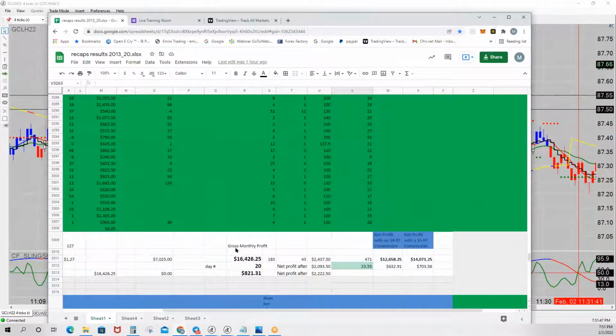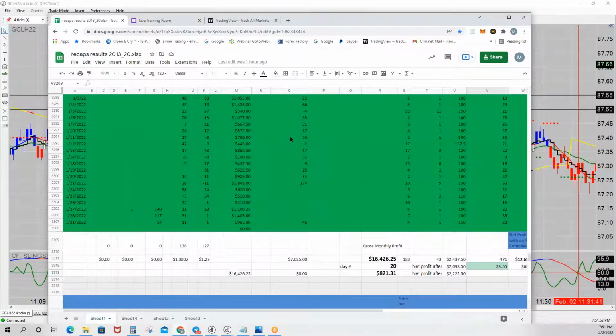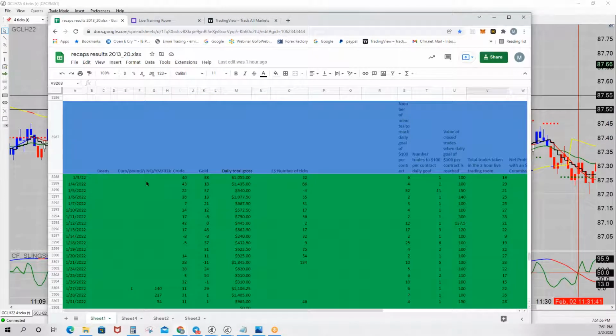Now, this is this month. Not this month, this is January. So we had a pretty good month in January. We started out the year really strong. And what you see over here now is the number of ticks I got, like in crude oil, 40 ticks, gold, 38, the ES, 22, and what that all adds up to. Now, these are all gross numbers right here.